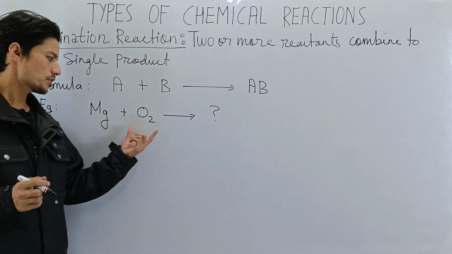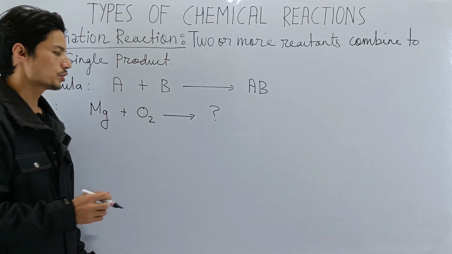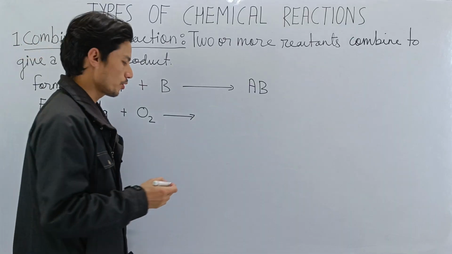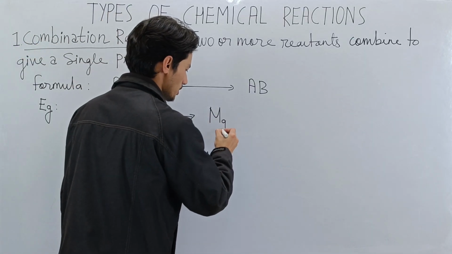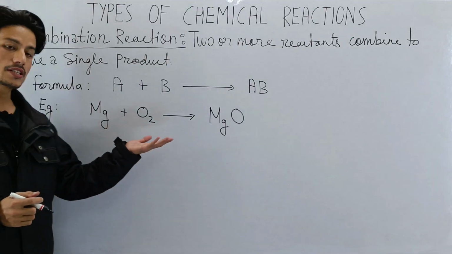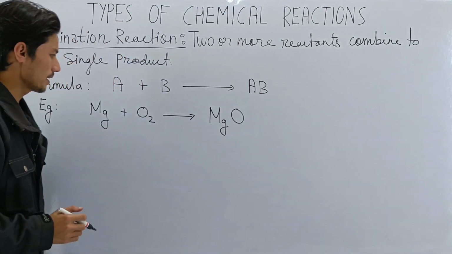When magnesium reacts with oxygen, this is a combination reaction. What do we get? We will definitely be getting a product, but what is the product? It's magnesium oxide, correct? MgO. Every chemical reaction needs to be balanced. So let's balance this one.